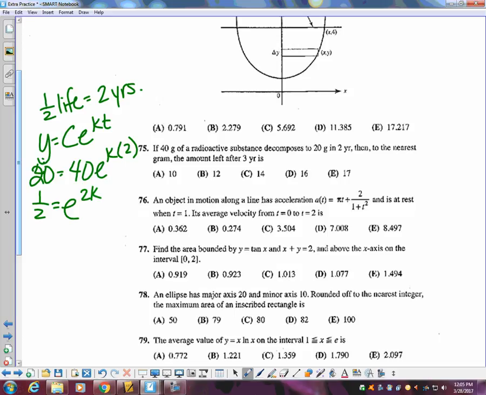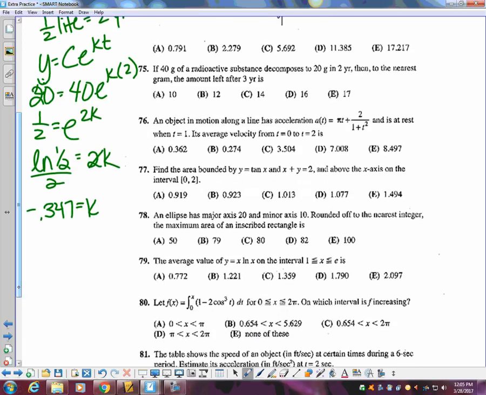Solve for K. So I'm going to ln, and then divide by 2. Type that in. Make sure you're good with typing that in. These we want to get right. So take your time. Type that in.